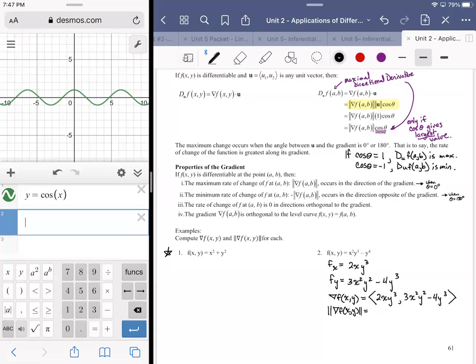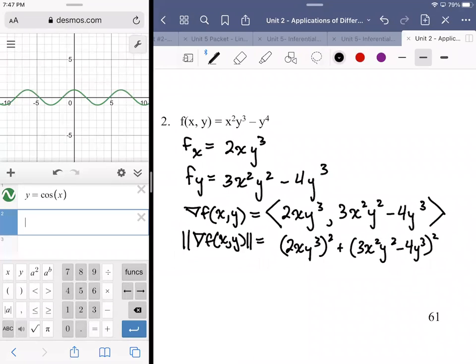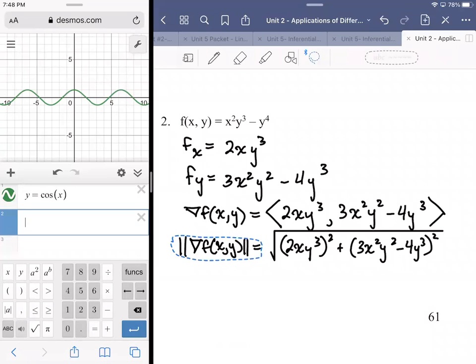I'm going to put a star on this so I don't forget. Right, so we square each part, and pop a root over the whole thing. And if you find any advantage in simplifying this, then you go to it and take care of that.